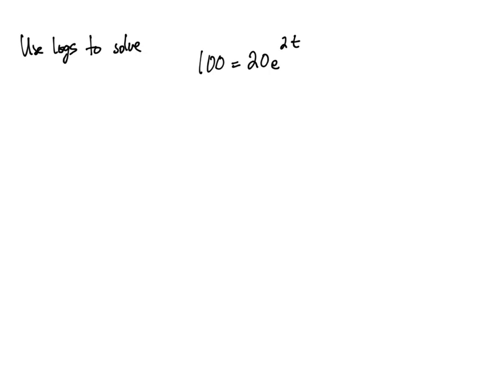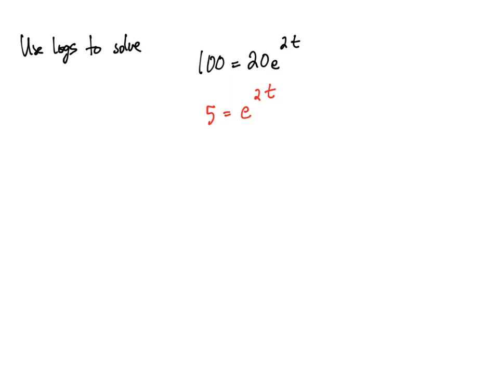All right, let's use logs to solve this exponential equation. Again, let's isolate the exponential expression. One common mistake that students will make is they won't isolate this first. If we don't isolate that exponential expression, we're not going to be able to solve this. In other words, we're not going to be able to easily convert this to a log equation. So the first thing we want to do is divide both sides by 20. 100 divided by 20 is 5.